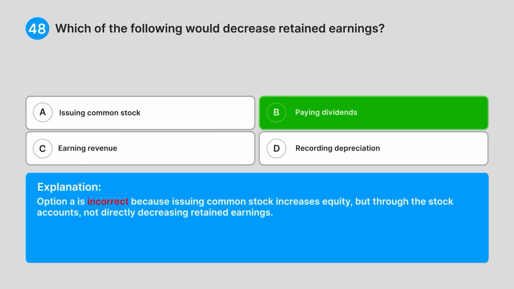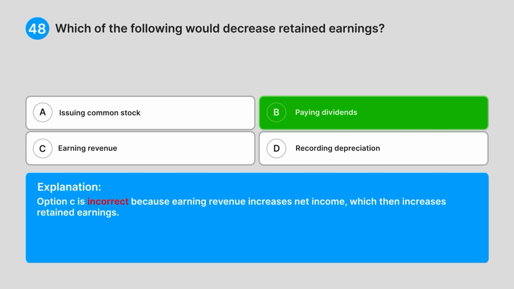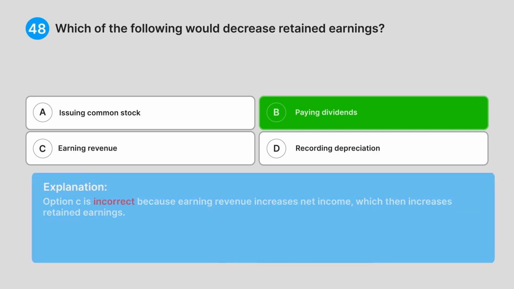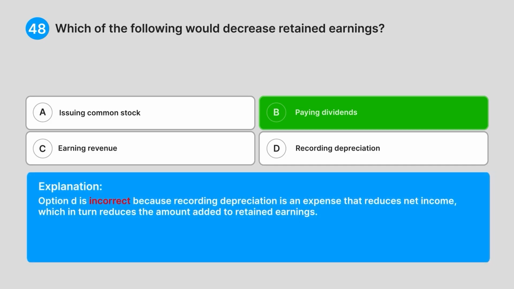Option A is incorrect because issuing common stock increases equity, but through the stock accounts, not directly decreasing retained earnings. Option C is incorrect because earning revenue increases net income, which then increases retained earnings. Option D is incorrect because recording depreciation is an expense that reduces net income, which in turn reduces the amount added to retained earnings.